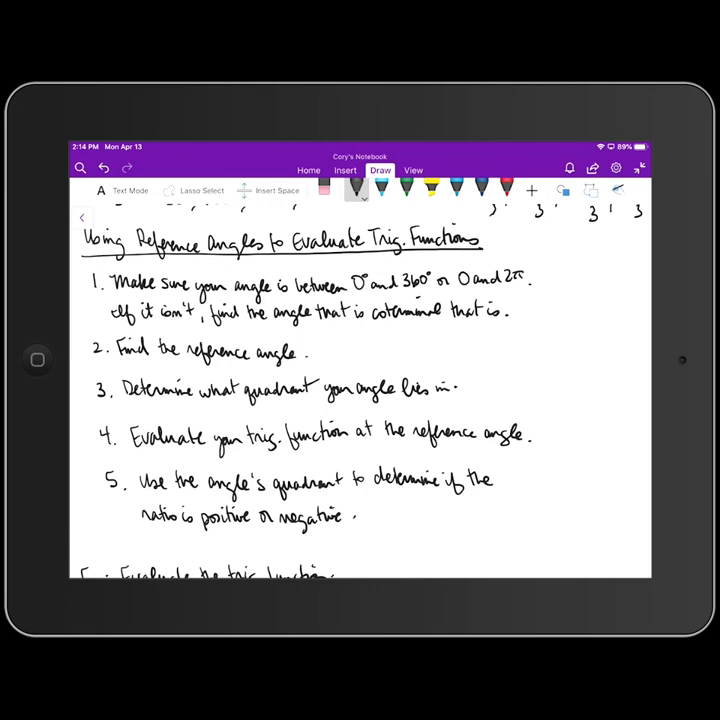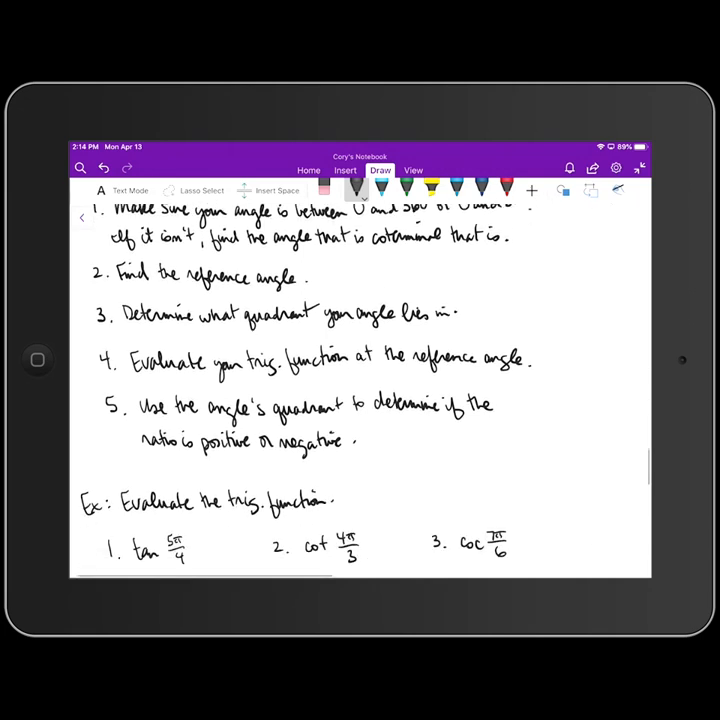If it isn't, then you need to find an angle that is coterminal that is. So we need to add or subtract multiples of 360 or multiples of 2 pi to do so. Step 2 is to find the reference angle. Step 3 is to determine what quadrant your angle lies in. Step 4 is to evaluate your trig function at the reference angle. And then lastly, step 5 is to use the angle's quadrant to determine if the ratio is positive or negative.